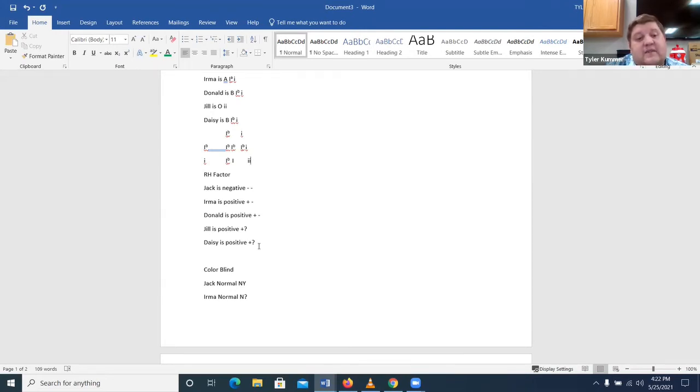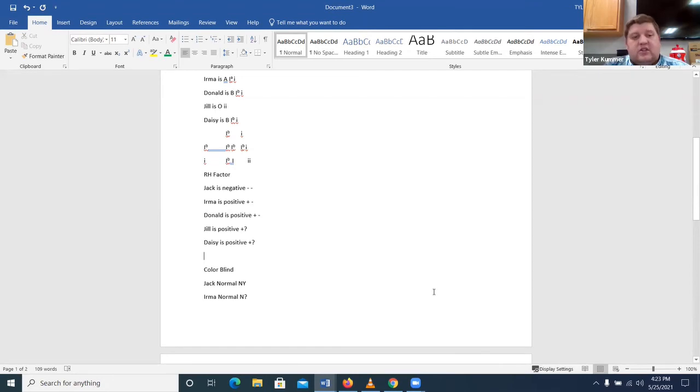So Jack is negative. Negative is recessive to positive for Rh factor. Irma is positive, but she has to be able to give a recessive allele to Jack, so we know she's heterozygous. Same thing with Donald. With Jill, we know she has a positive allele, but we don't know what her second one is because we don't know who her dad is, and we know that Daisy is positive, but based on what we know, we don't know what the second allele is for them. So we're a little bit limited in what we can say here.